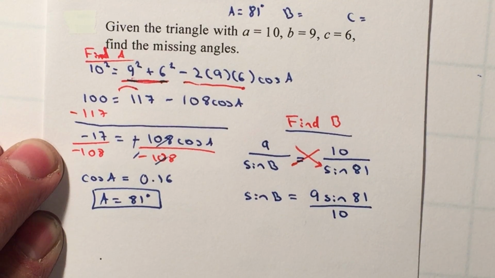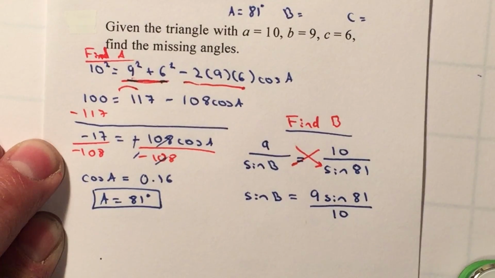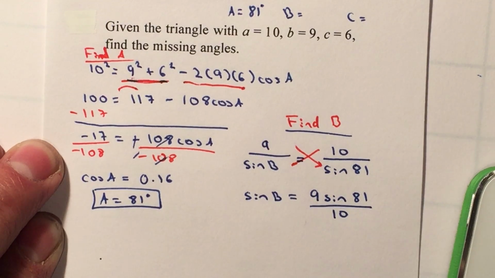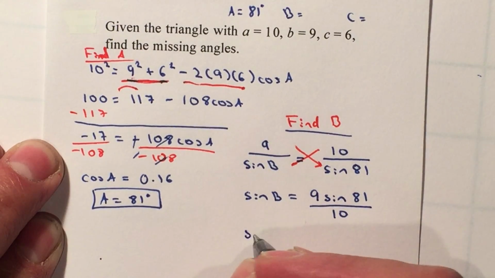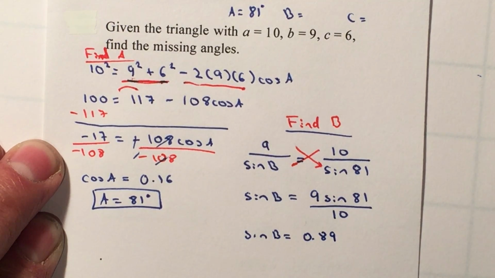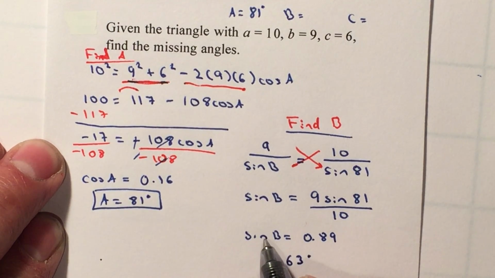I'm not going to type that into the calculator. My calculator has the fraction bar, so I'm just going to type that in at once. Makes it a bit easier. So therefore the sine of B is equal to 0.89. And I'm going to take the inverse of that, and I'm going to leave it on the calculator so it gives me a more exact answer. So therefore B is equal to 62.7 or 63 degrees.